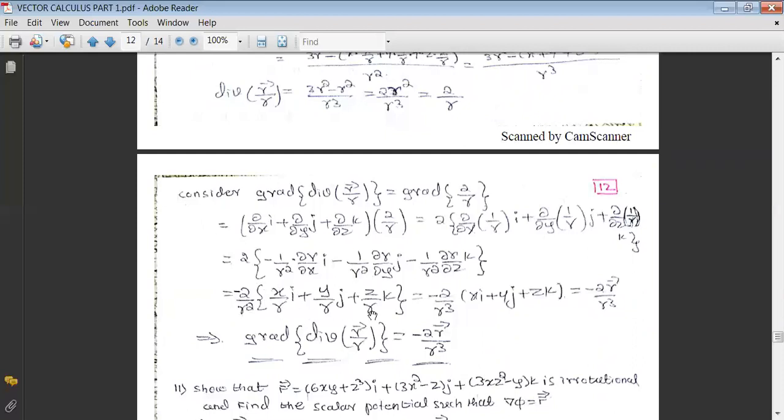Just we have substituted. Again, we can take r as LCM, and it will combine with r square, it becomes r cube. Numerator becomes xi plus yj plus zk, and that is nothing but r bar. Therefore, finally we get that the gradient of divergence of r bar by r is given by minus 2 times r bar divided by r cube. That will be the required result.